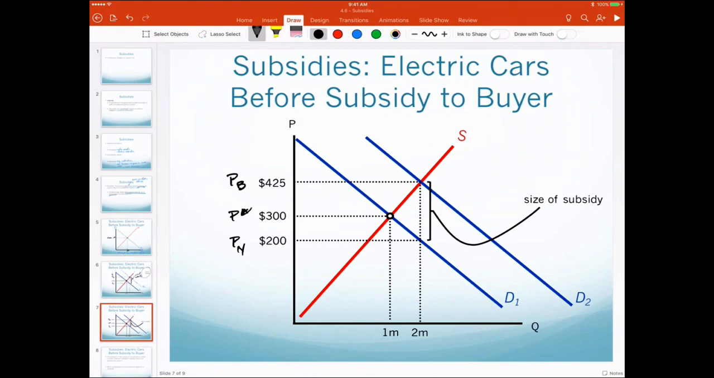This price down here we'll call the net price, and this is the old equilibrium price. So you might be thinking, okay, so the price was $300, the buyer is going to get $225, so after it's all said and done, the net price should only be 75 bucks, 300 minus 225. But as you notice here, it's not.